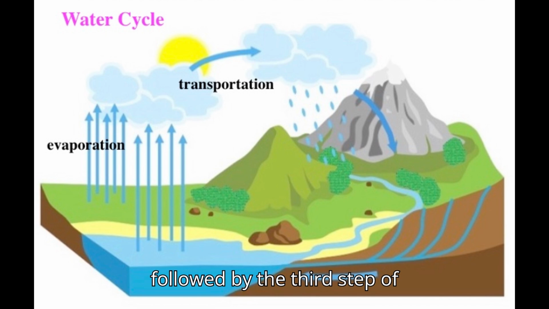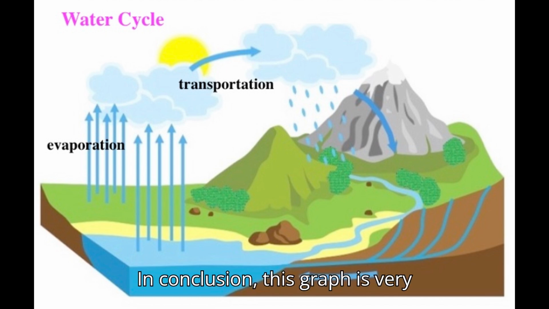followed by the third step of precipitation, in which water forms surface runoffs. The final step is surface runoffs going to the sea. In conclusion, this graph is very informative.